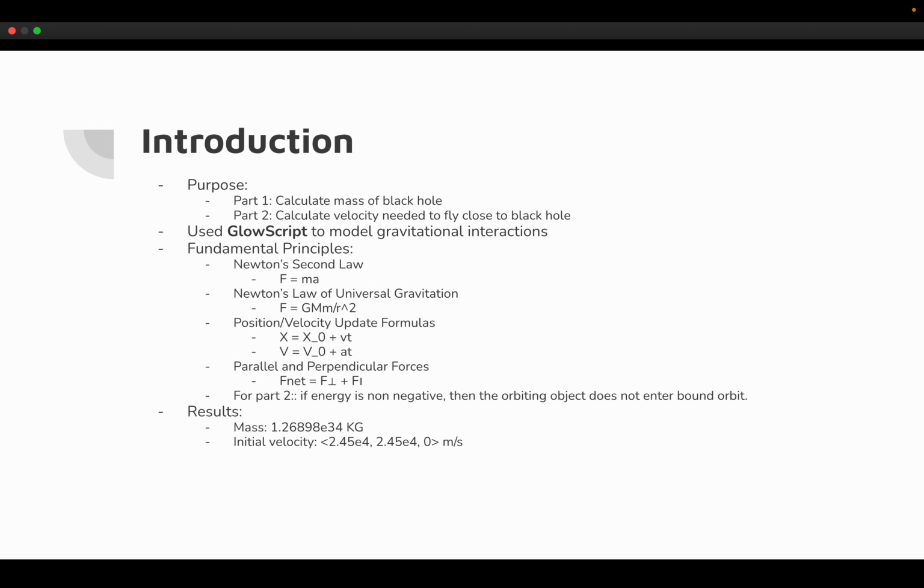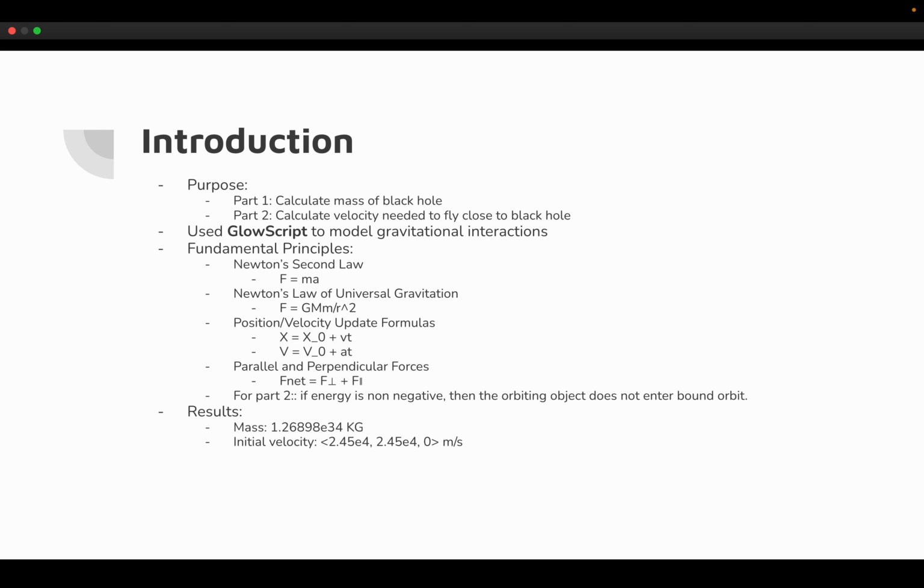I modeled everything in GlowScript and applied three core tools: Newton's second law, F equals ma, Newton's law of universal gravitation, shown by the formula here, and the update formulas, x equals x naught plus vt, and v equals v naught plus at. I'll also reference parallel and perpendicular components of force, where the net force can be organized as F net equals F parallel plus F perpendicular.